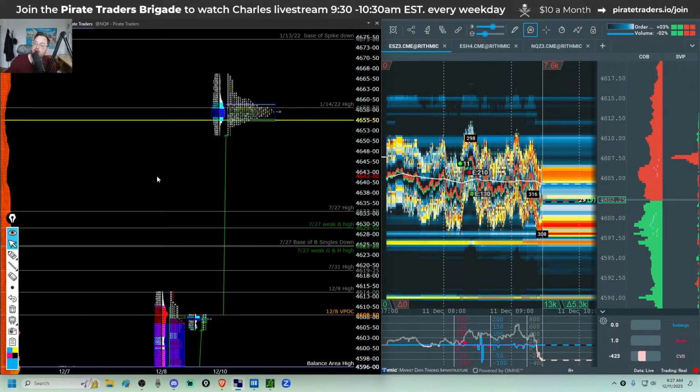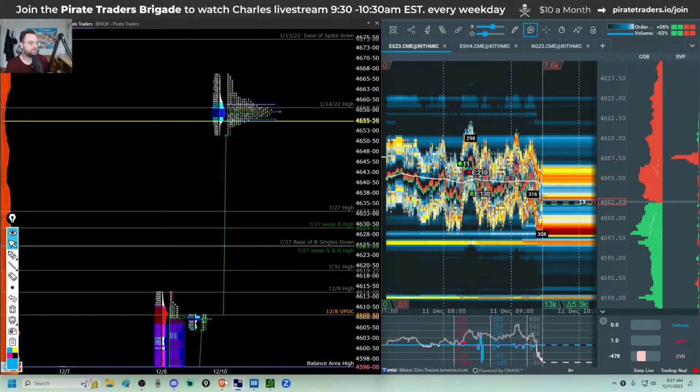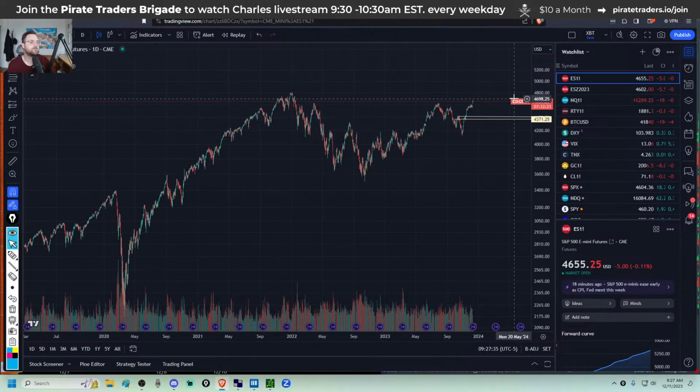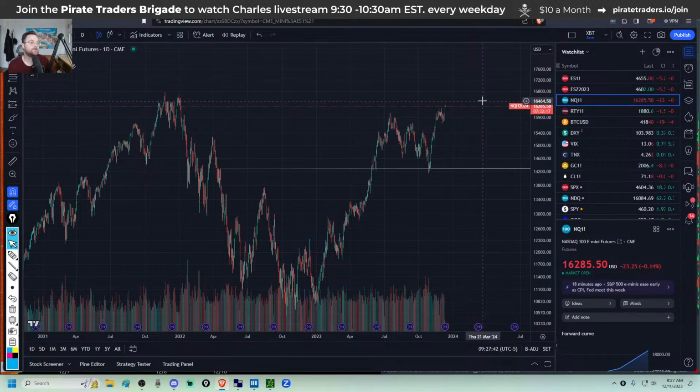Pass says, is PAL going to make an all-time high? Not on the ES. Maybe on the NQ. Yeah, not on the ES. It's certainly possible on the Q, no doubt about it. So again, we're way zoomed out here.